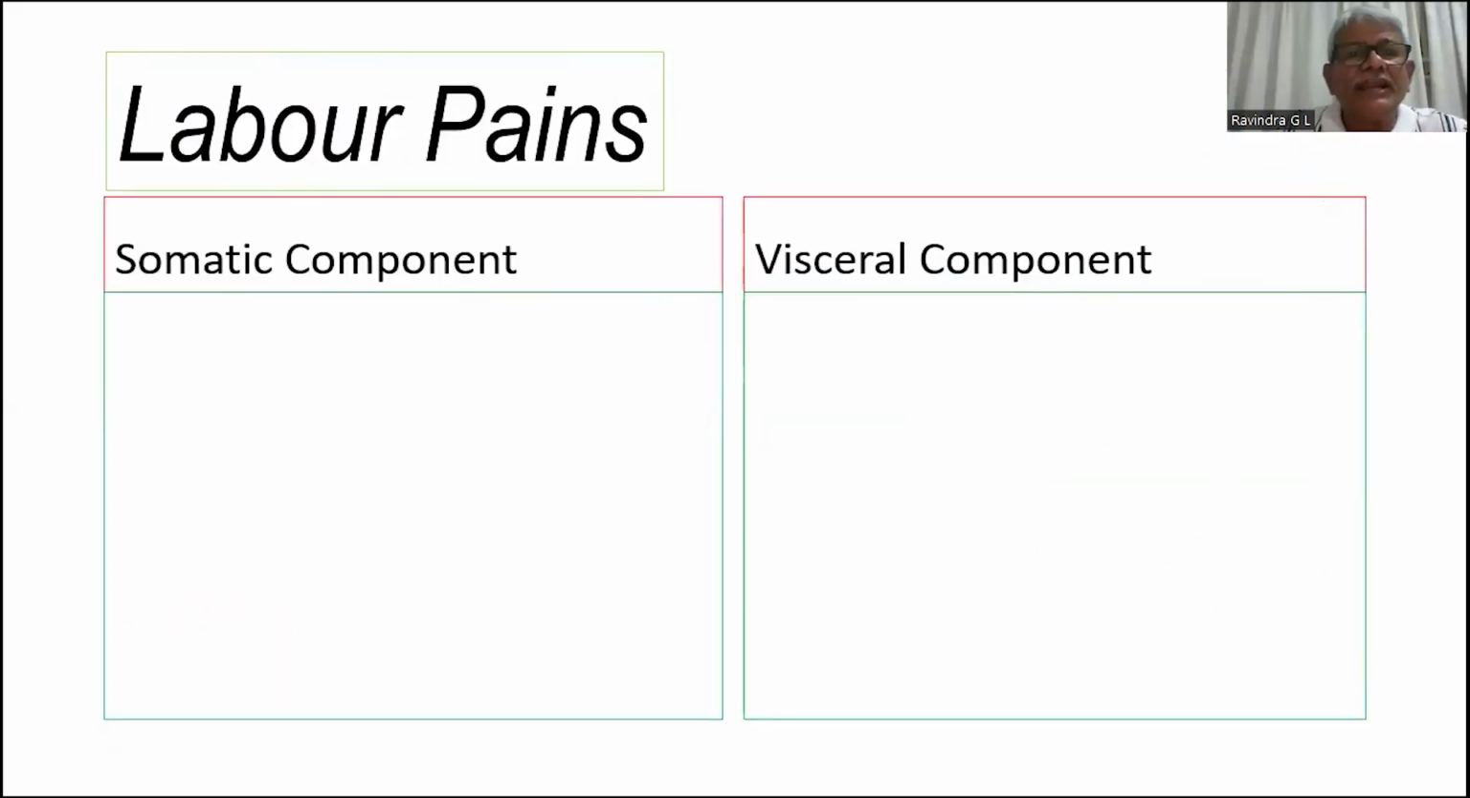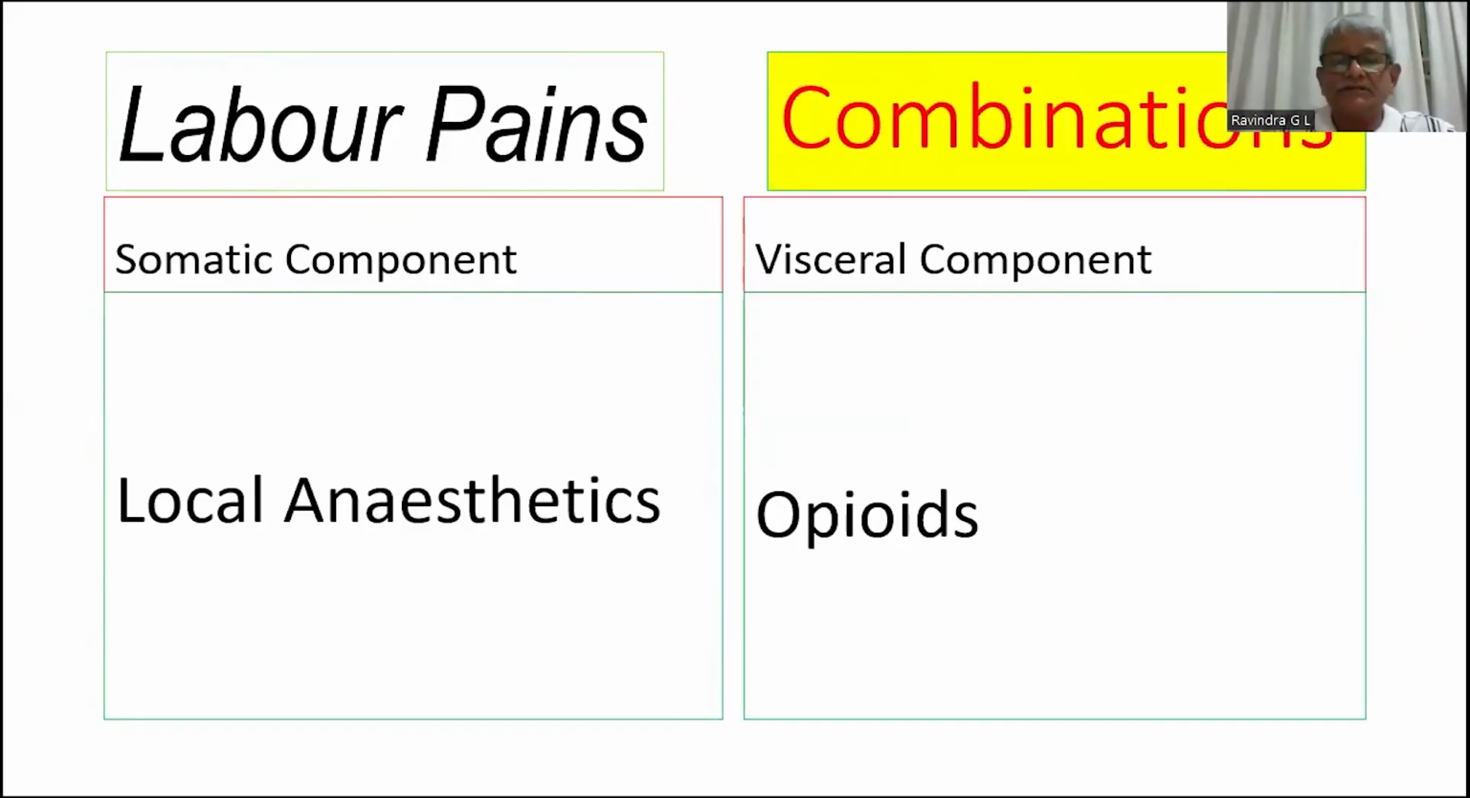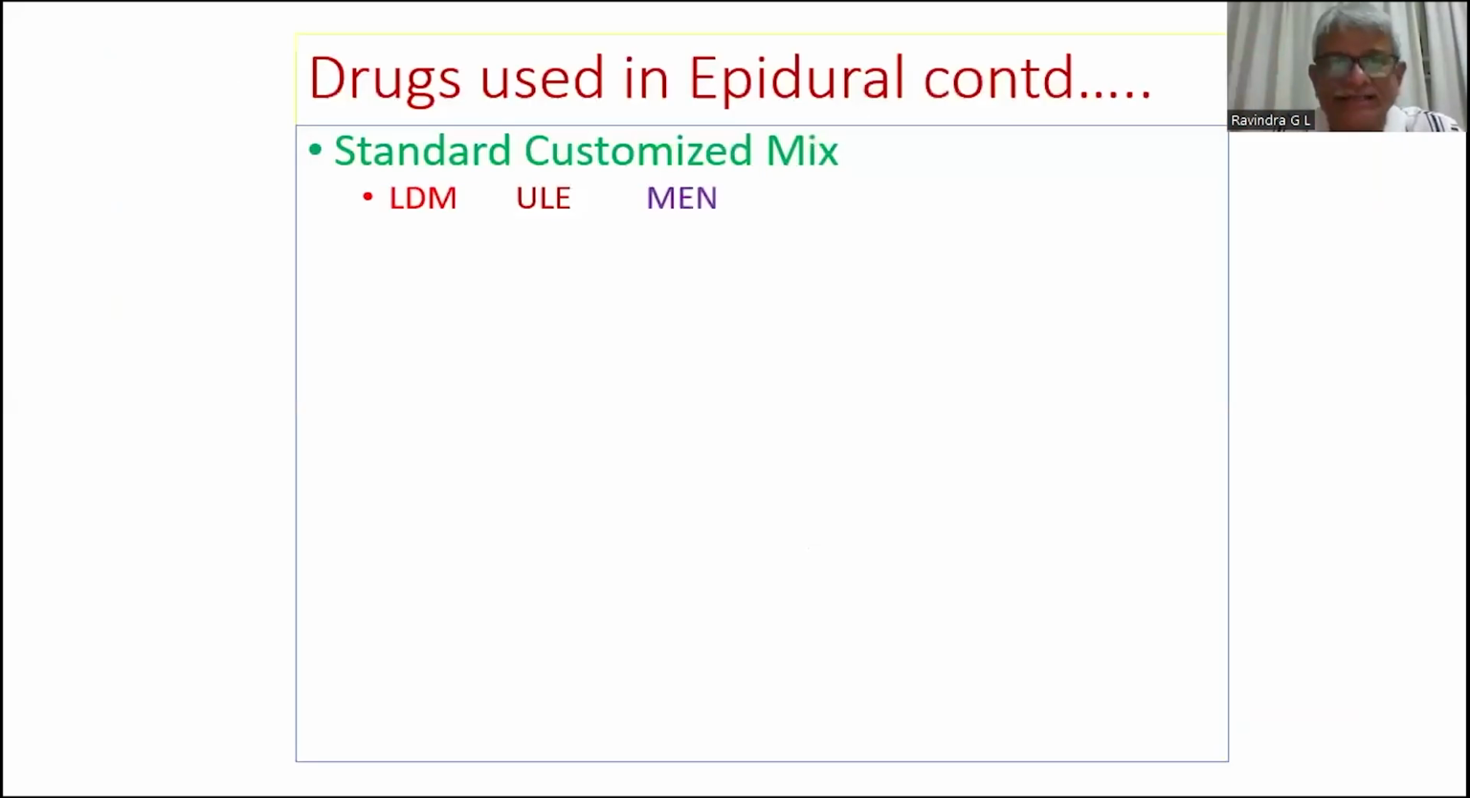We all know that labor pains have two components, a somatic component and a visceral component. The somatic component is basically blocked by the local anesthetics only, and the visceral component is blocked by opioids and to a very great extent by local anesthetics also, in a little higher concentration. So the best thing is to use a combination of a local anesthetic and an opioid for the best possible results for labor analgesia. So for drugs used in labor epidurals, we have some standard customized mix.